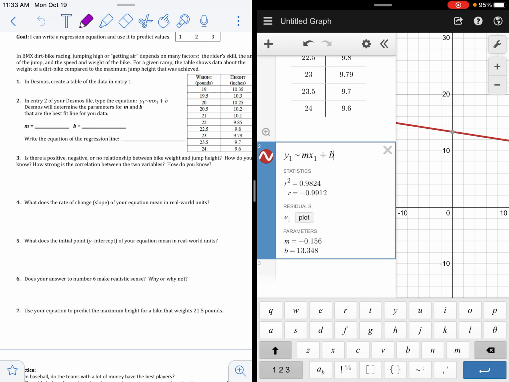It says Desmos will determine the parameters for m and b that are the best fit line for your data. So we're going to say m is negative 0.156 and b is 13.348.